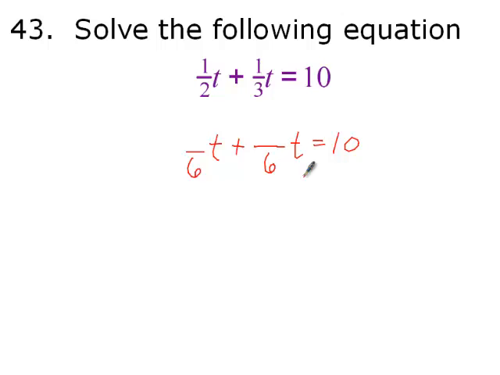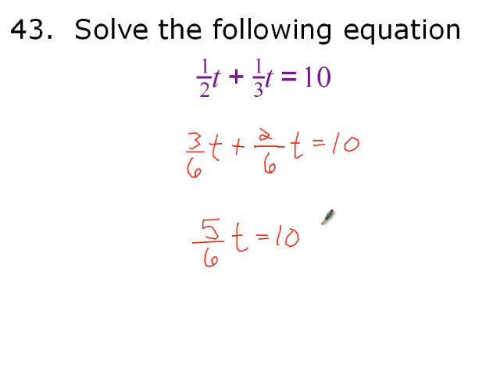Okay, and then you do a crisscross. So you go 3 times 1. What does that get you? 3. And you go 2 times 1. And what does that get you? 2. So here you go. Now we have the same denominators, so we have a common denominator, and we can now add these. So what's 3 over 6 plus 2 over 6? Right, 5 over 6, because when you get a common denominator, all you do is add the tops. And there's still a t here.